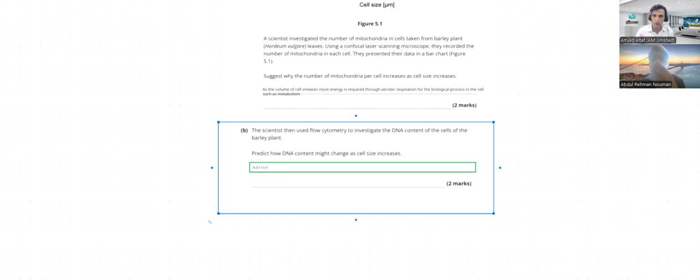As cells grow larger, they may undergo DNA replication without cell division, right? This is what we have, endoreduplication or polyploidy. That's a part of it. So DNA content would increase.